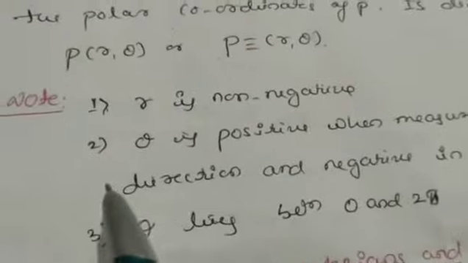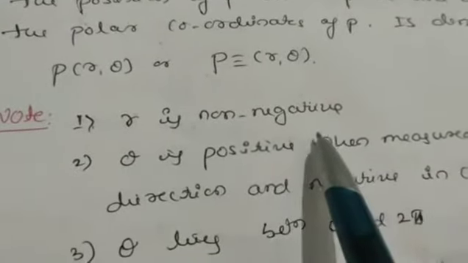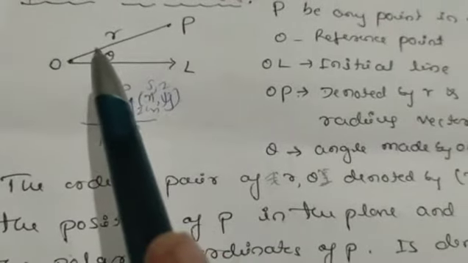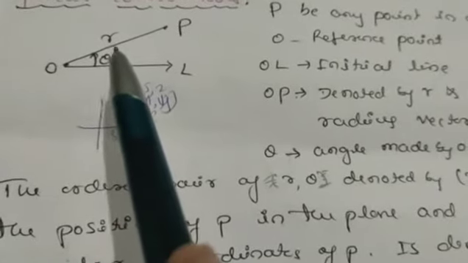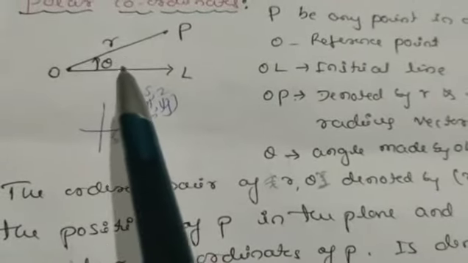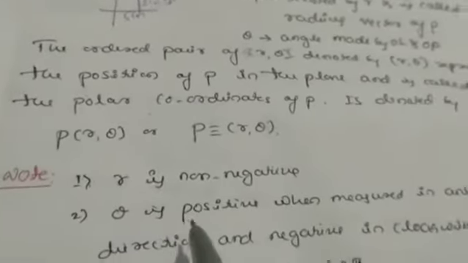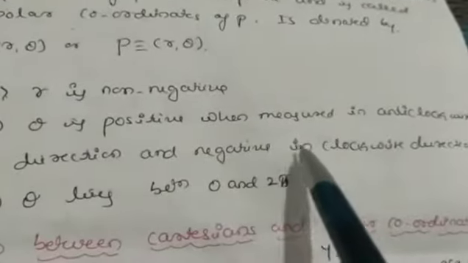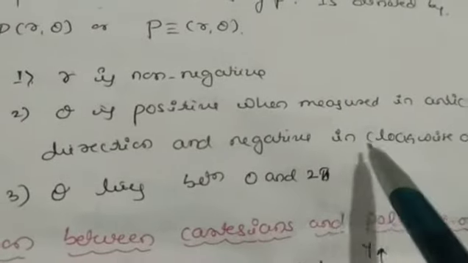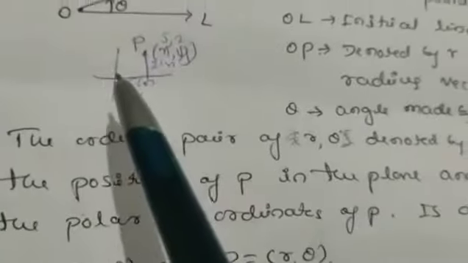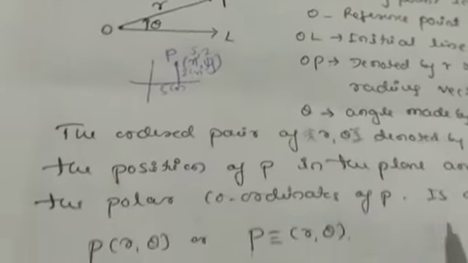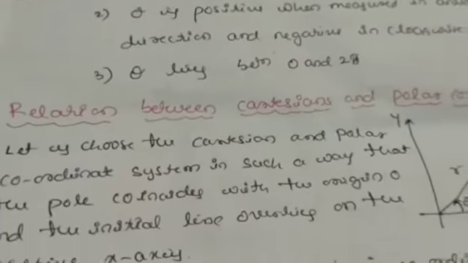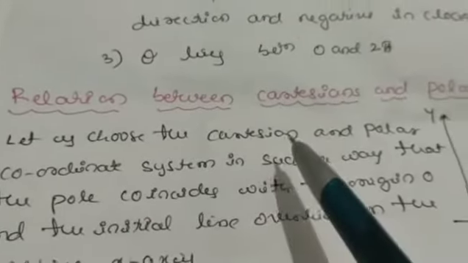So here R is non-negative, because this is always positive. We know theta is measured in the anti-clockwise direction when positive, and if it is negative, that means we are counting the angle in the clockwise direction. That is, theta is positive when measured in anti-clockwise direction and negative in clockwise direction. And theta lies between 0 and 2 pi. 2 pi means 360 degree, one full rotation.